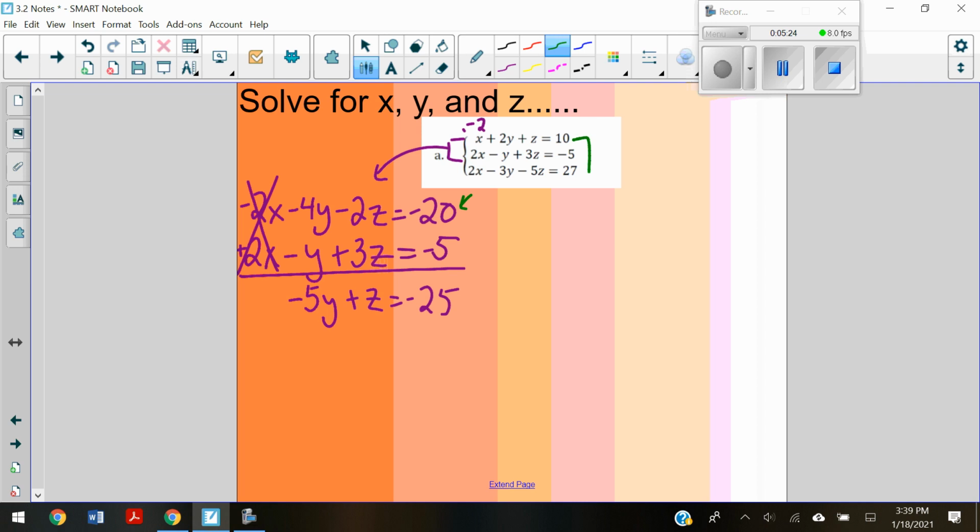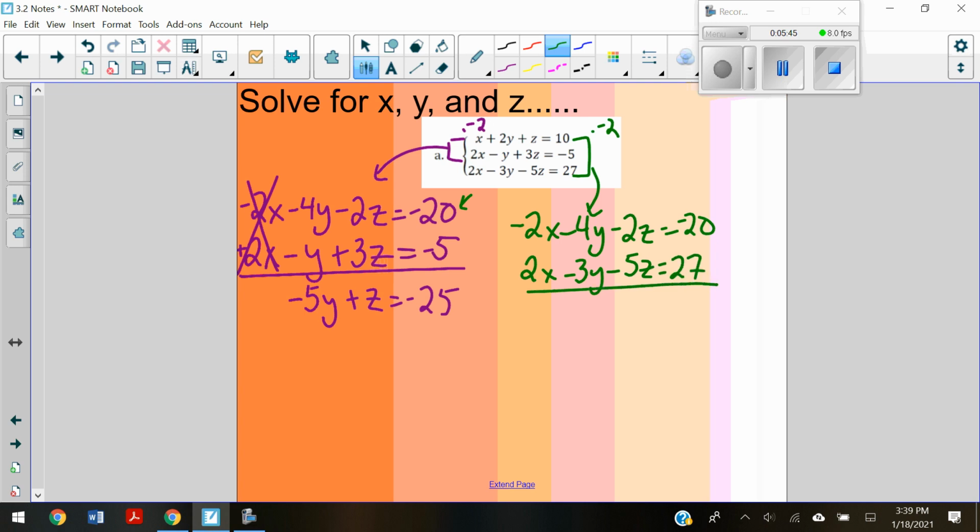All right, so I'm going to multiply by negative 2 again. So I'm going to get negative 2x minus 4y minus 2z equals negative 20. That's just the top equation multiplied by negative 2, and then my bottom equation. All right, and I'm going to go ahead and add the 2 again. My x terms cancel. I get negative 7y minus 7z equals a positive 7.